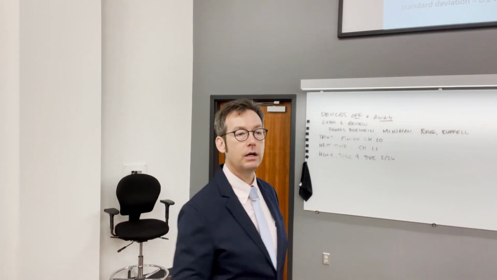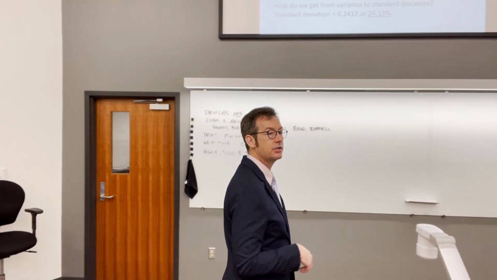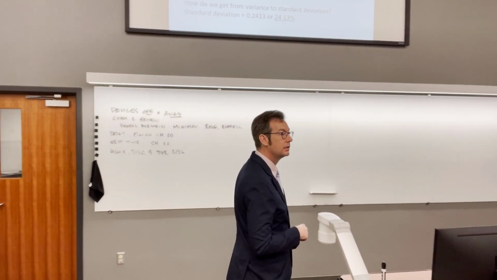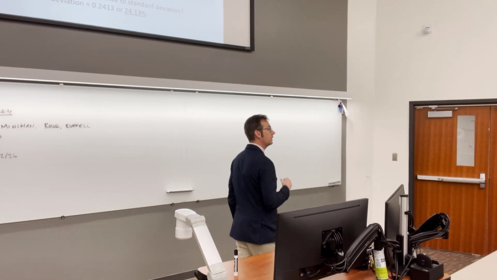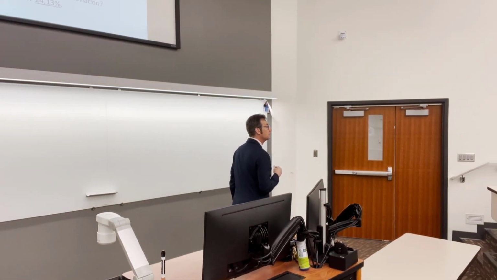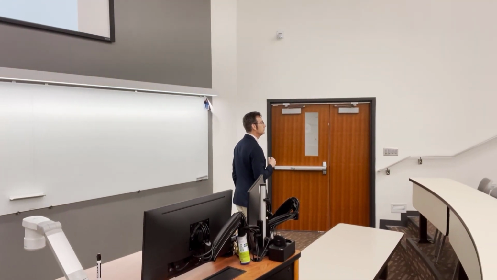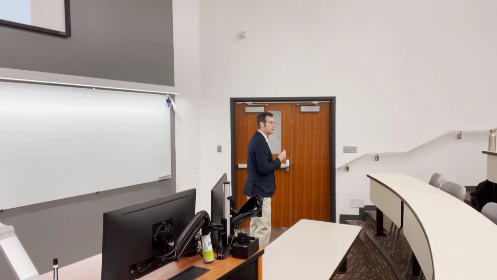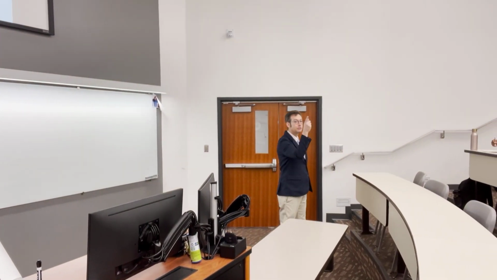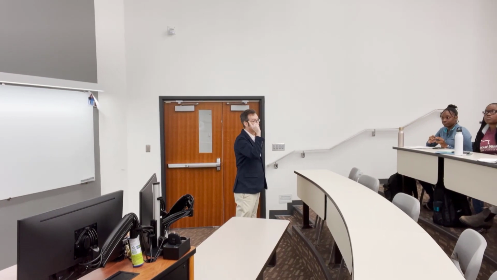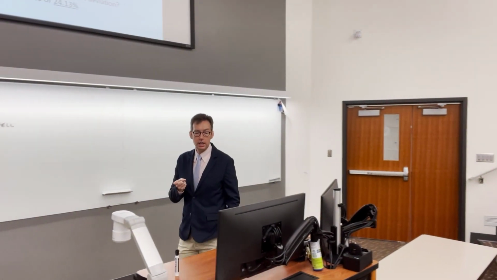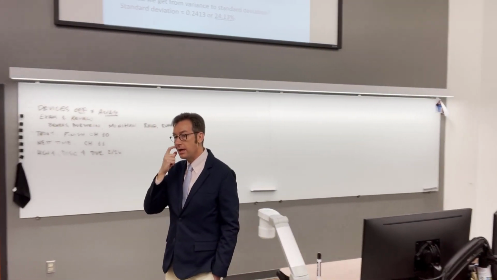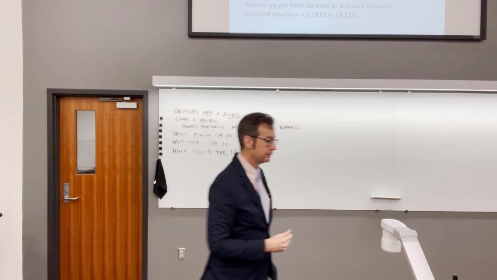Now, once we get variance, how do we get from there to standard deviation? Ms. Rafael, how do I get standard deviation from variance? Swing and a miss. Square? Square root. Yeah, we're going to take the variance and get the square root. Thank you.